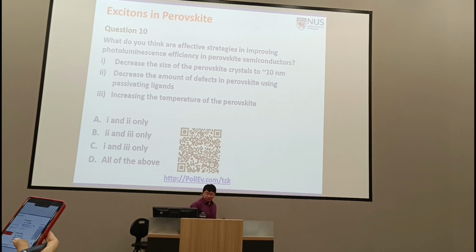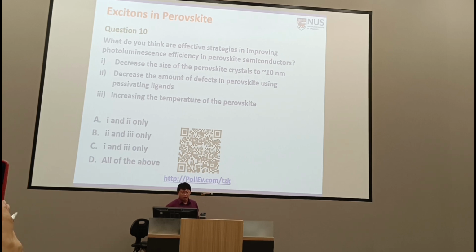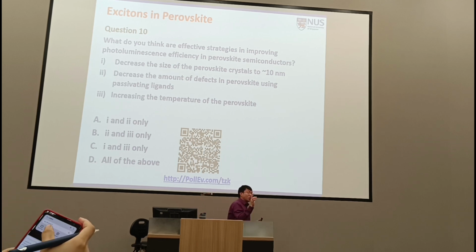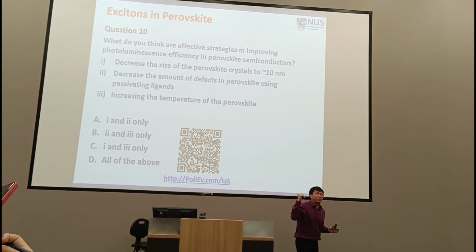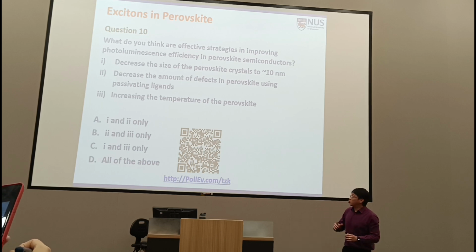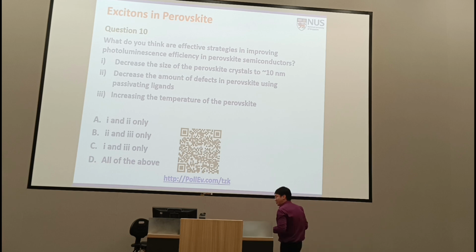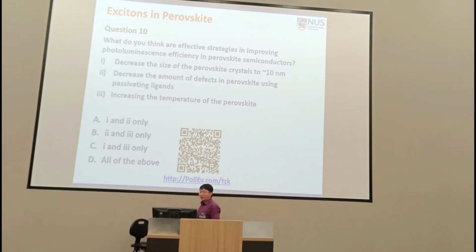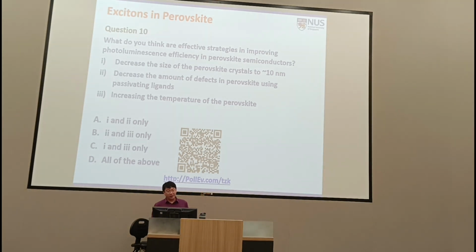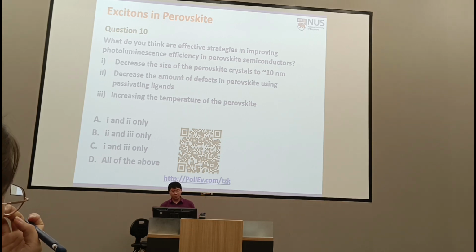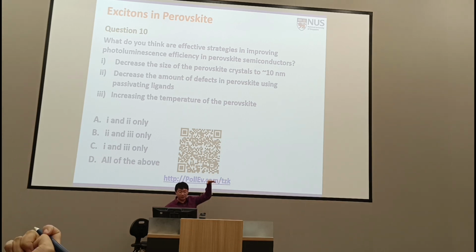Okay, now a question. By the way, there are a lot of questions in this style for your quiz. True, false. Which one do you think is true? Which one is false? And then you get to select. Anyway, what do you think are effective strategies in improving the photoluminescence efficiency? You read them yourself, 1, 2, and 3. Then I open up.